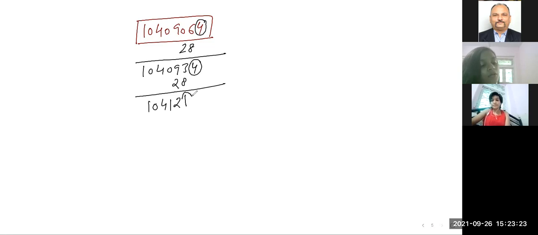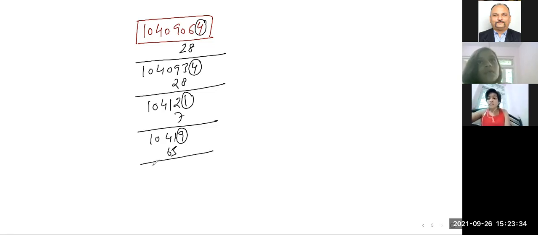I'll again put this last number and multiply by 7. So it will be 10419. Again, I'll pick the last digit, multiply by 7, that is 63. So it will be 401. Again, I'll pick the last digit, multiply by 7, it will be 28. So it will be 138. Again, pick the last digit, and if I multiply, it will be 56. So it will become 69.